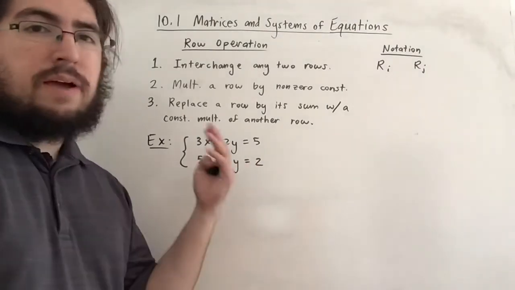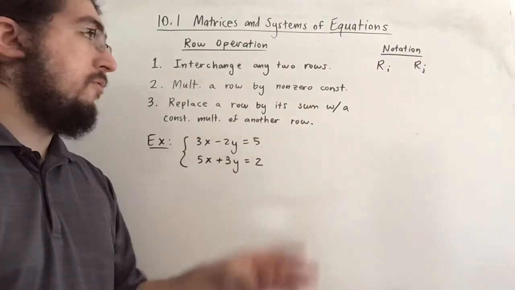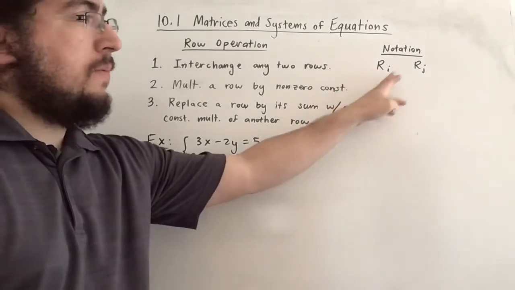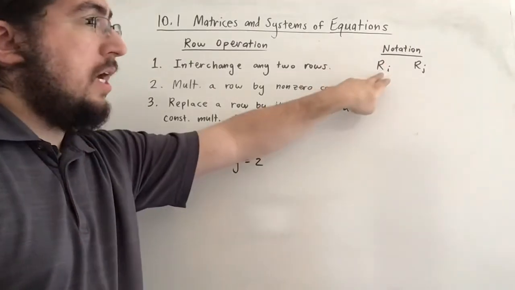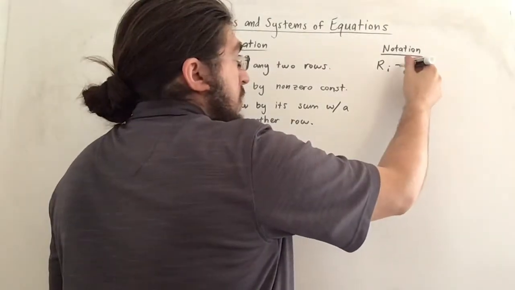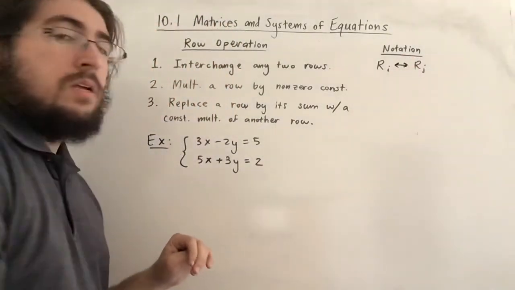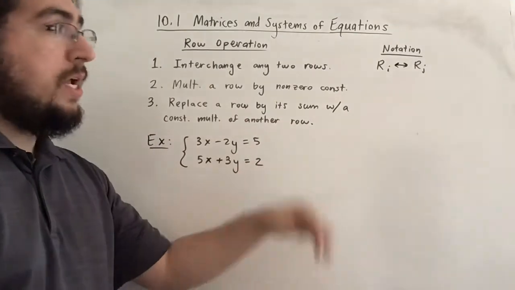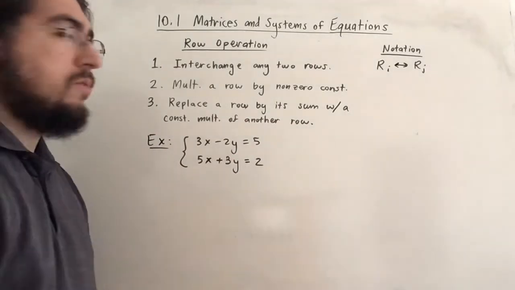But in general, you'll have maybe row 1, row 2, row 3, row 4, and so on. So r sub i and r sub j just means that this is the ith row and this is the jth row. And this double arrow here just means we're interchanging those rows. So row i becomes row j and vice versa. So you just swap those rows.